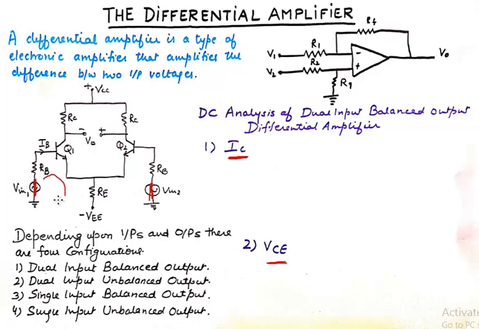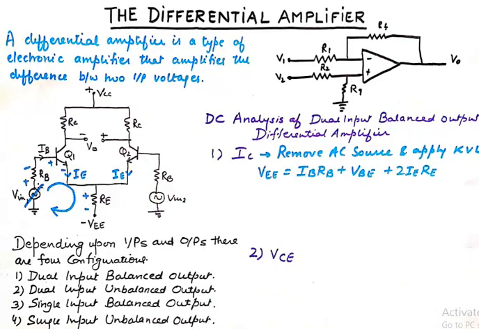So applying KVL here in this loop, I can remove this Vin and I'll apply KVL here. But while applying KVL, I know that the current in this RB resistor, which is the input resistance, is also IB, and in this RE resistor we have twice of IE flowing through it.